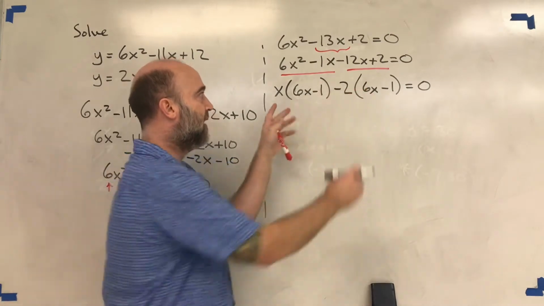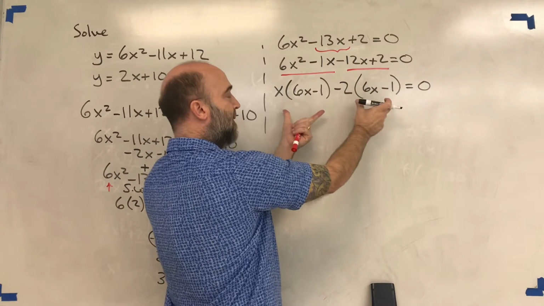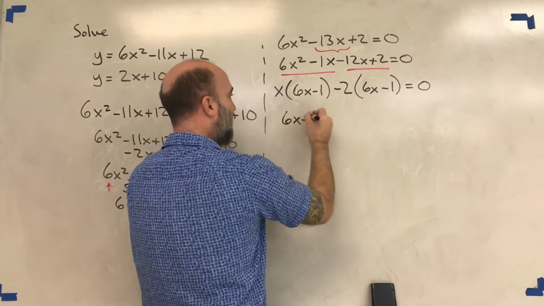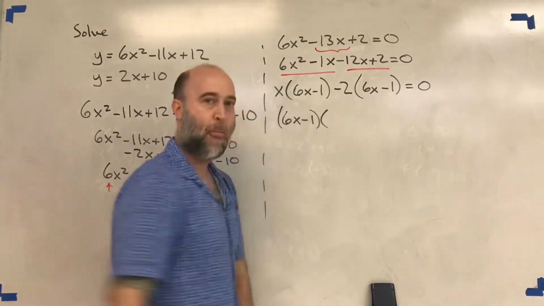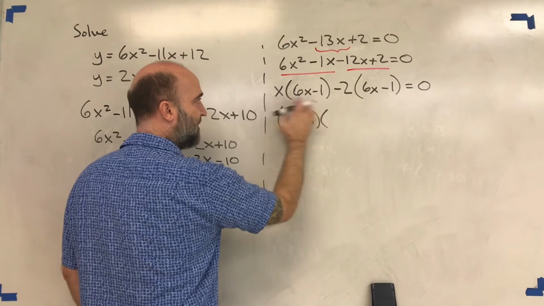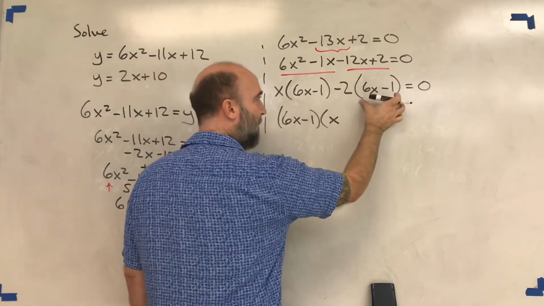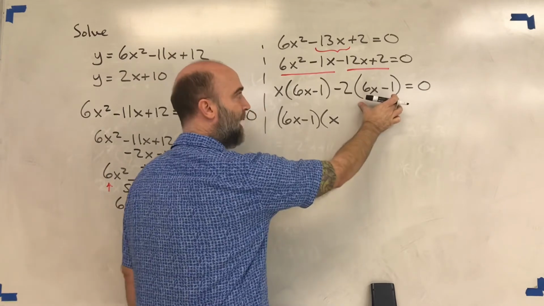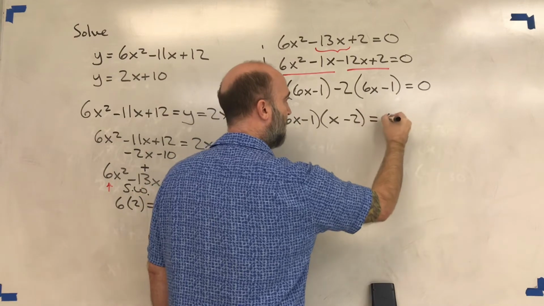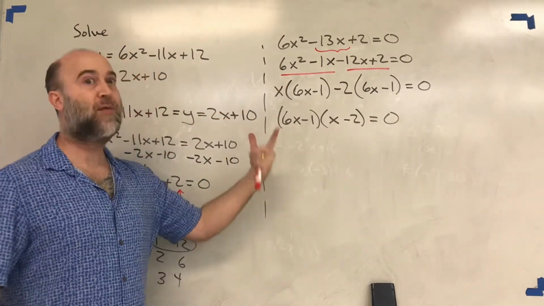So then I look at, it's separated by the minus sign here. So these are the two terms that we have. What's in common with the two terms? The 6x minus 1 is in common. What's left? If I pull this out of the first term, what's left? Just the x. If I pull this out of the second term, what's left? Just the negative 2. So I've now factored it, which is the hard factoring technique.